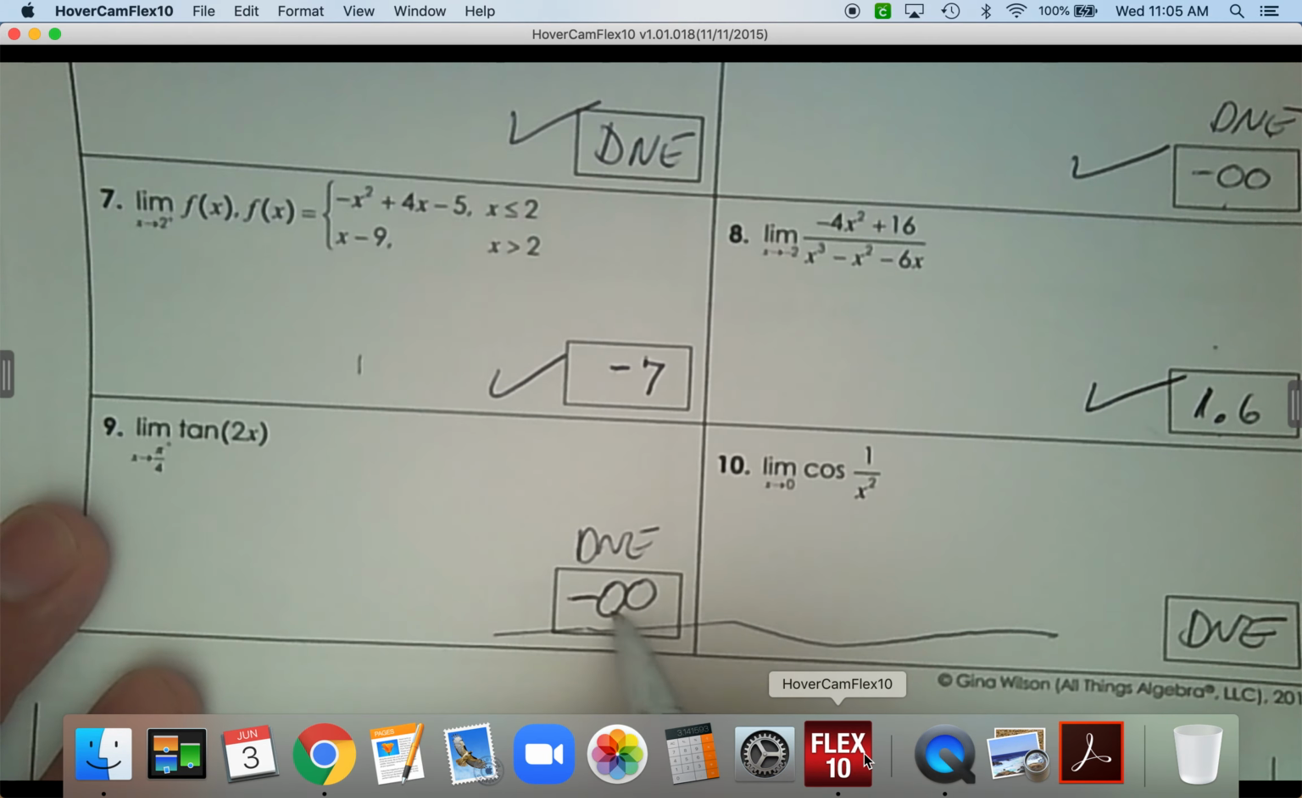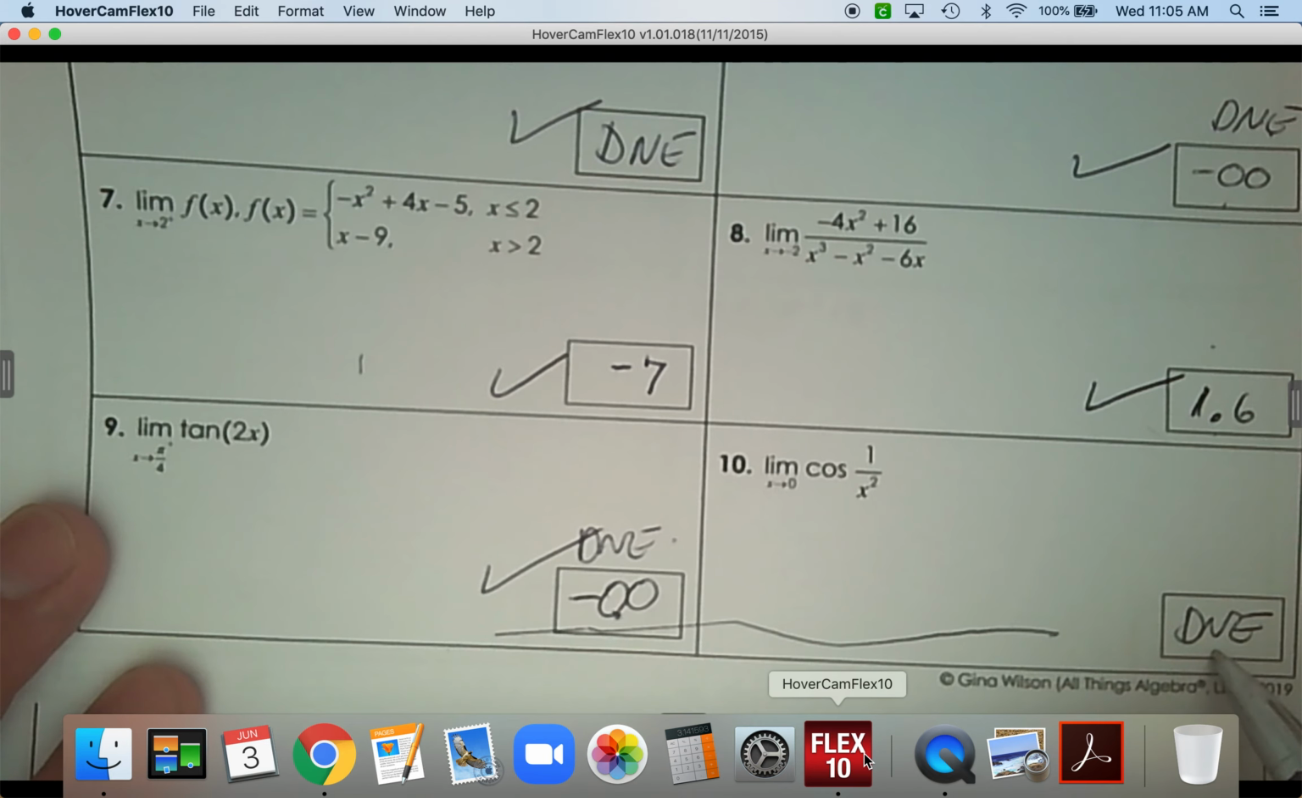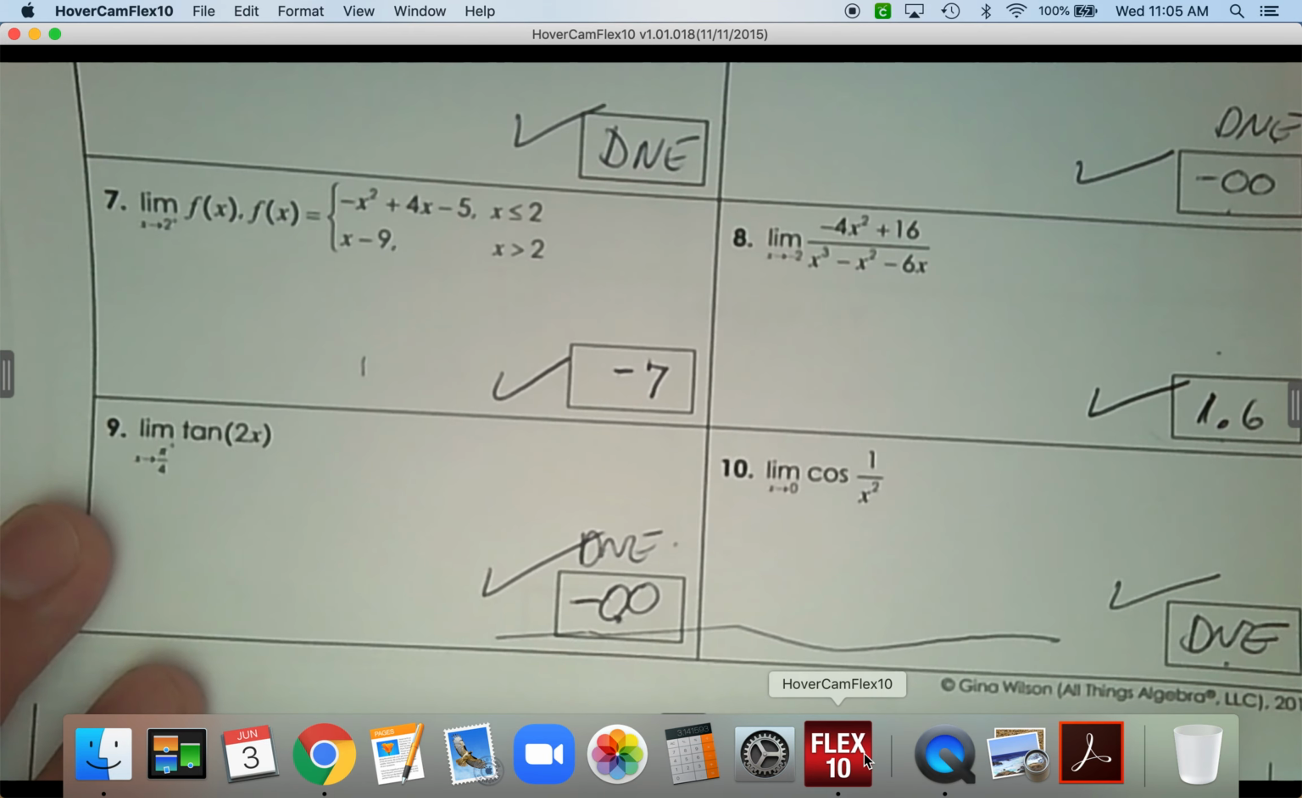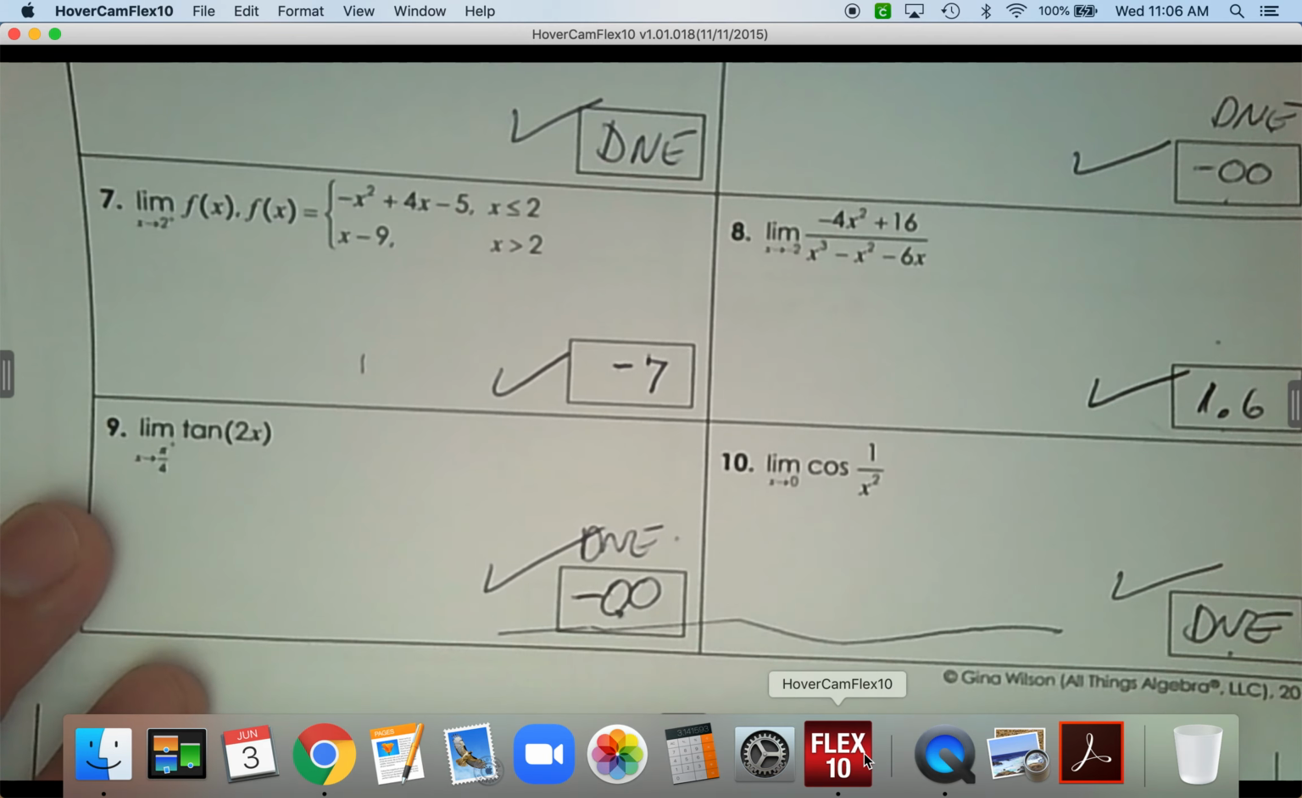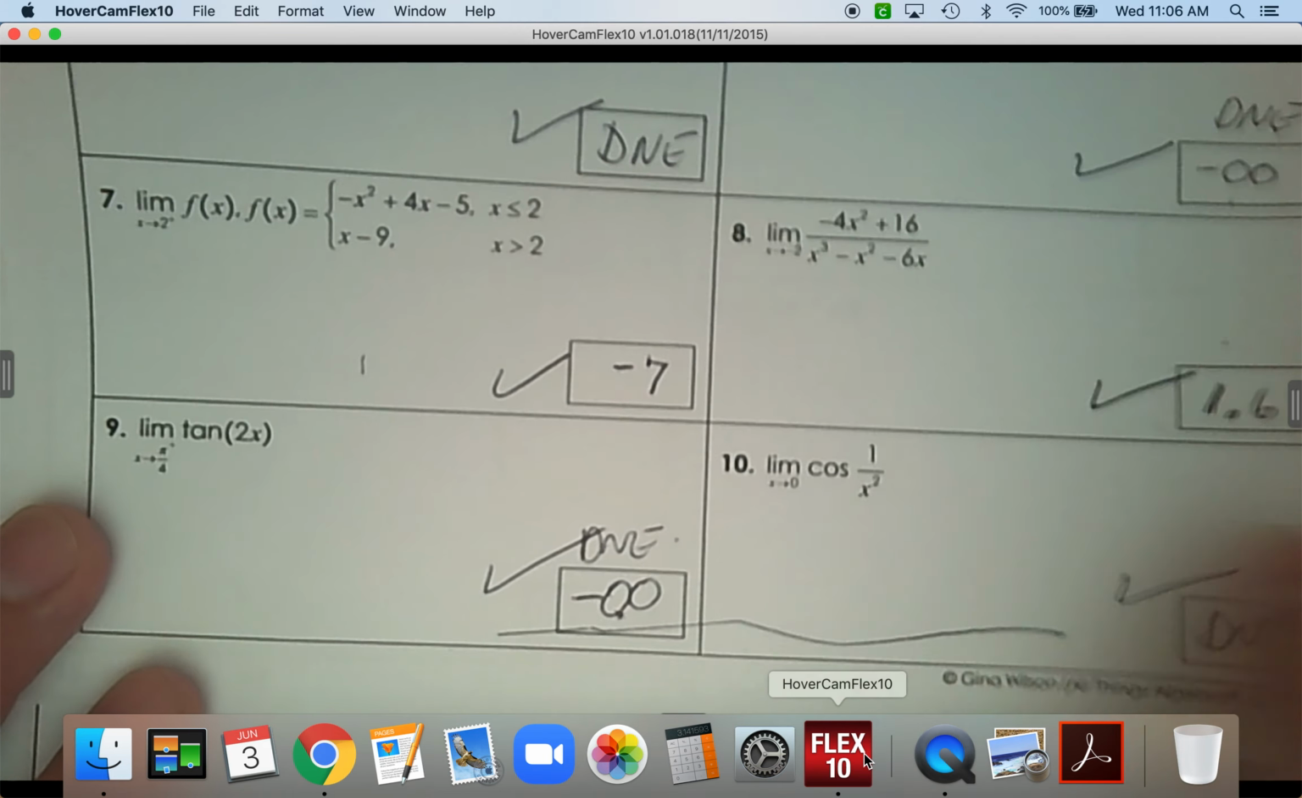Number 9, negative infinity or does not exist, and then the only correct answer here is does not exist. So there is 10 there. So think of how many you got right out of 10. All right, turn the page.